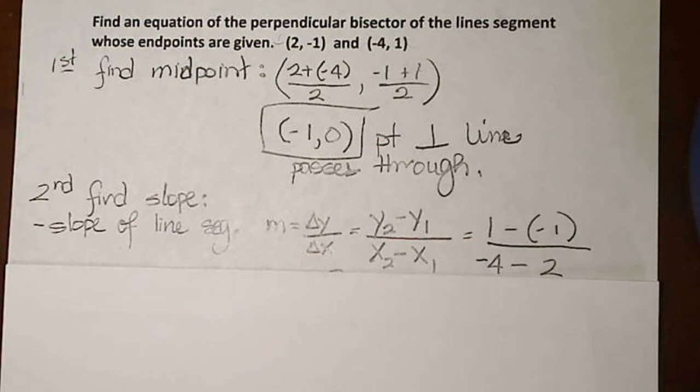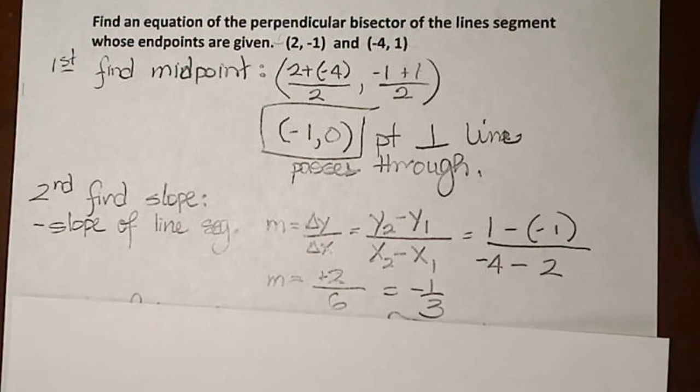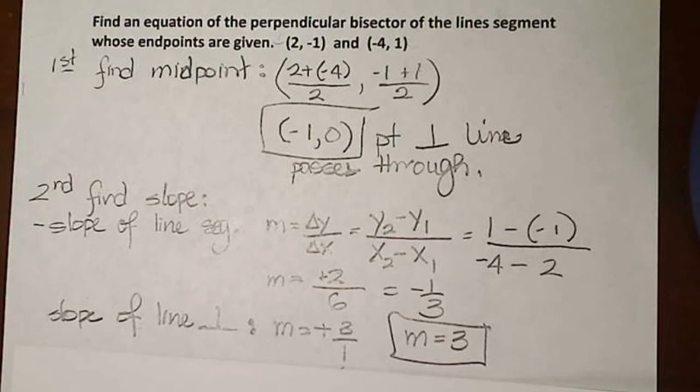Well, I know slope is change in y over change in x, or y2 minus y1 over x2 minus x1. So I substitute my values, and I end up with the slope of the line segment equaling -1/3. But that's not the slope I want to use in my answer. I want to use the slope perpendicular to that, which means I take the negative reciprocal of -1/3. So the slope of the line perpendicular to the line segment is going to be +3 over 1, which is 3.